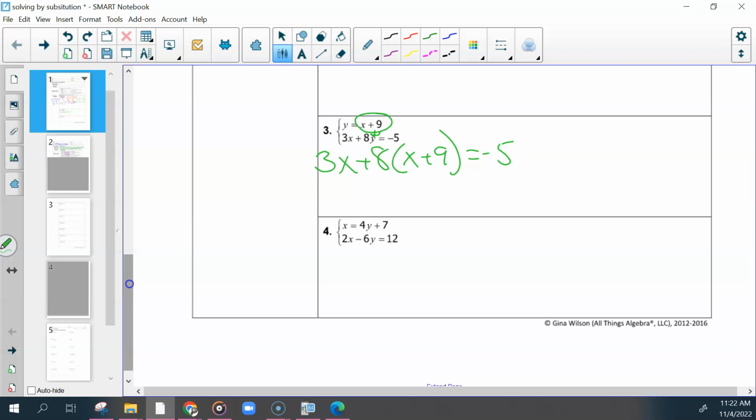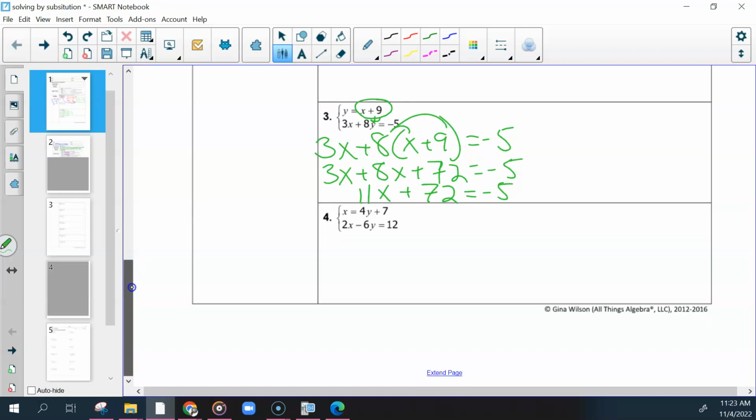From there, we're going to solve it. So distribute, start combining like terms, solve for x. We combine our like terms, we get 11x plus 72 equals negative 5. Then we can just solve for x. Subtract 72 to both sides, divide both sides by 11.